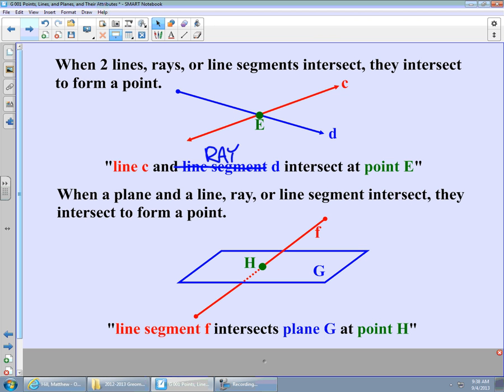Now, when a plane and a line, ray, or line segment intersect, they also intersect to form a point. Okay, you have plane G. Plane G is just a surface. Then here comes line segment F, and it runs through this surface at point H. Is line segment F ever going to bend and come back to get plane G again? No, it's made contact once at a single point. That's all.